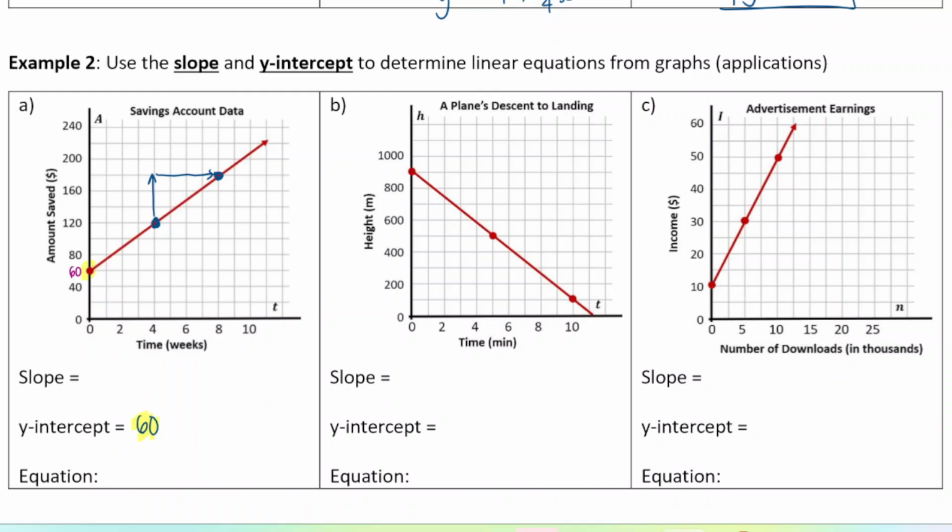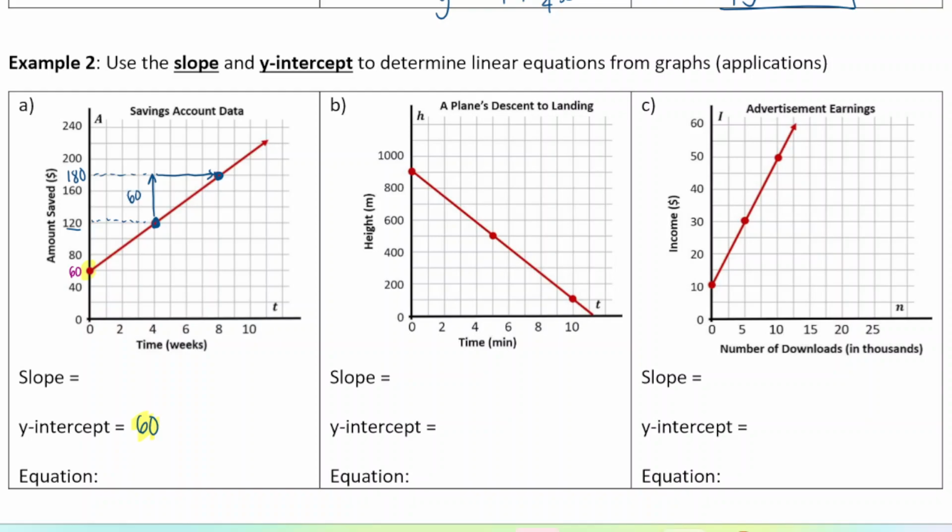Now for word problems, often the increments that the graph is going up by are not 1, so you can't just simply count the squares like we could in the example above. We have to look at the actual values. So from here to here, I've gone up from 120 all the way to, or sorry, not 140, 180. Halfway between 160 and 200. So I've gone up by 60.